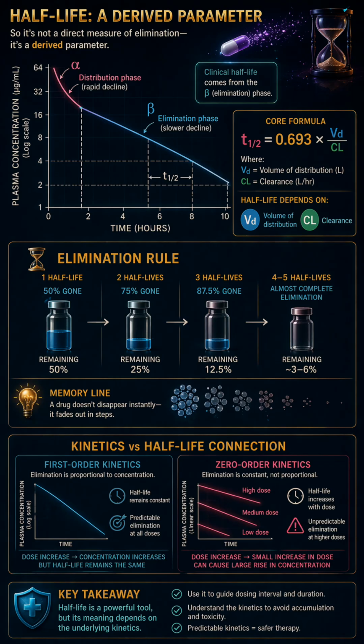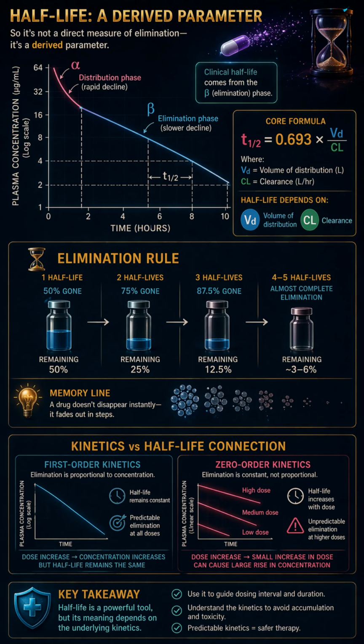First half-life, 50% is gone. Second half-life, 75% is gone. Third half-life, 87.5% is gone. By 4 to 5 half-lives, there is almost complete elimination of the drug. Now, a drug doesn't disappear instantly. It fades out in steps.